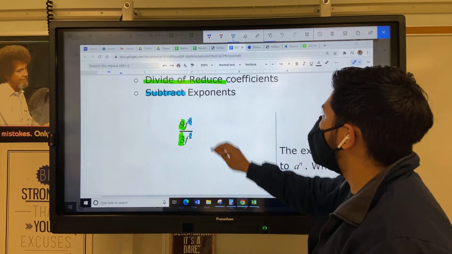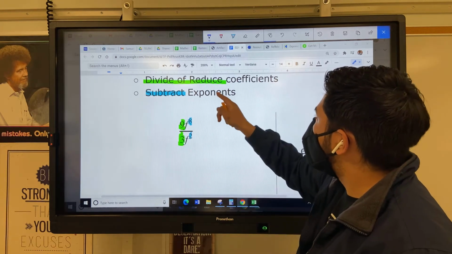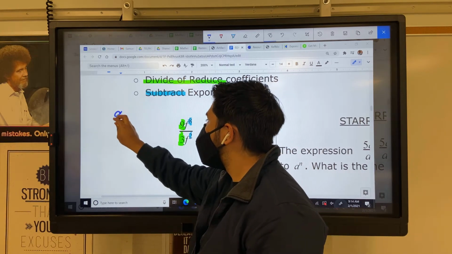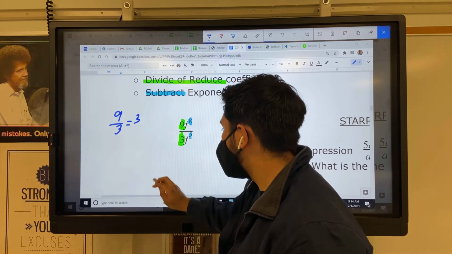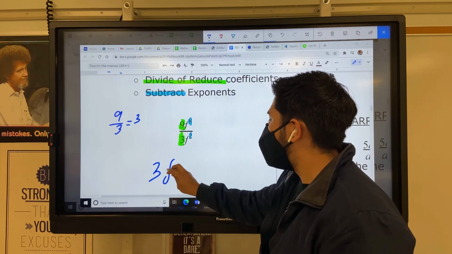All right, let's do that. First, we're going to divide the coefficients. What's 9 divided by 3? 9 divided by 3 equals 3. So that's my coefficient. I keep the base of f.